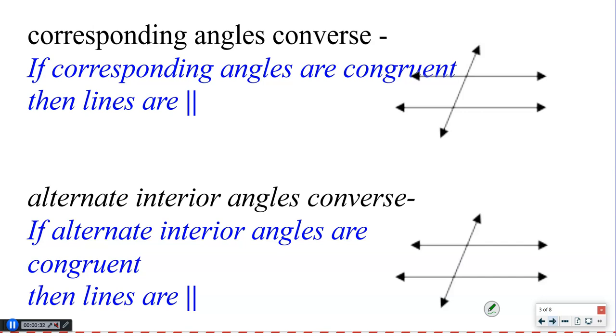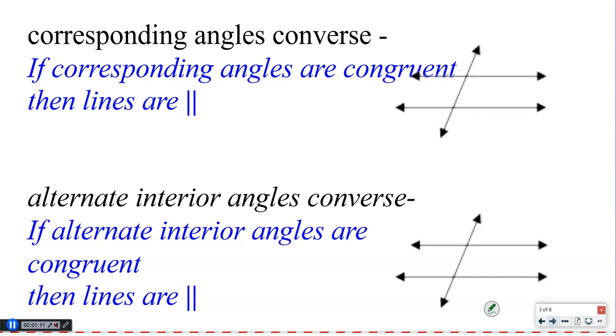So if we know the angles are congruent, then we know the lines are parallel. So that is the converse. If you remember, a converse is switching the if and the then statement. From the previous, it was if the lines are parallel, then the corresponding angles are congruent. This is if the corresponding angles are congruent, then the lines are parallel. So it is the converse of that. So corresponding angles converse, if those angles are congruent, then the lines are parallel.